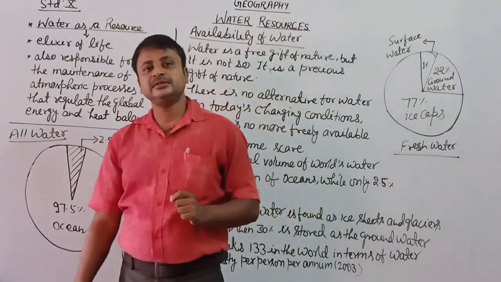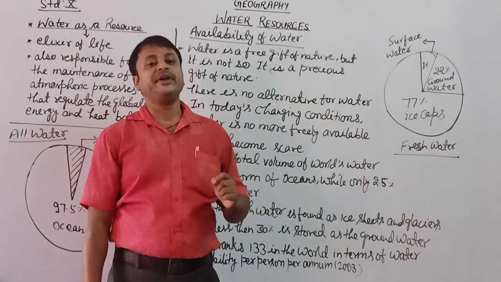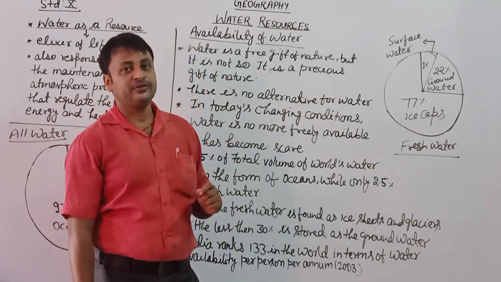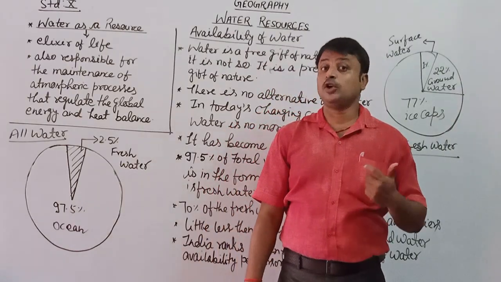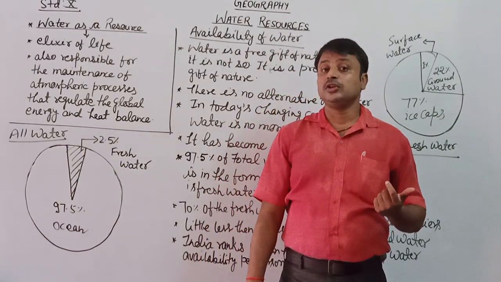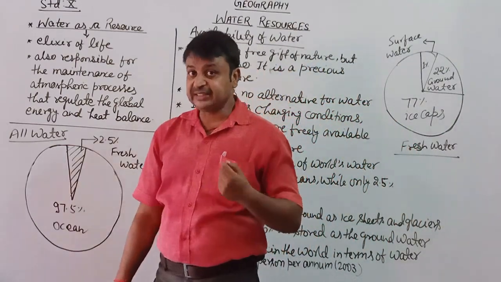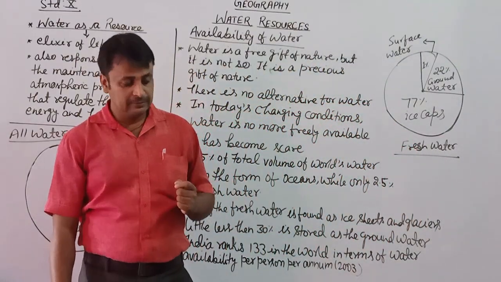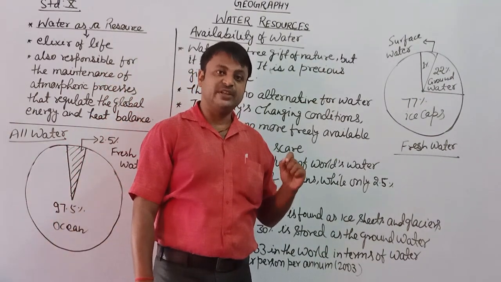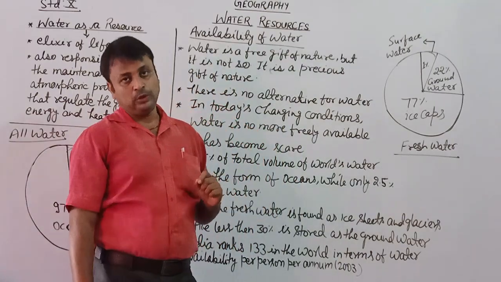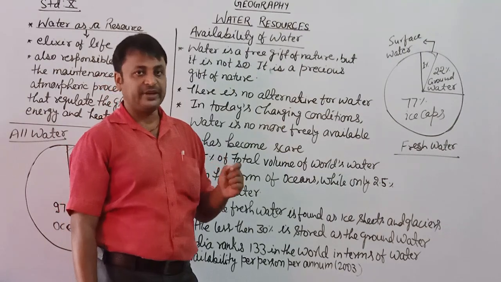This chapter has a number of questions that are related to our daily life. This chapter is very much related to our daily life. So the questions are also very informative, and we should know their answers also. And for mapping, questions will come from this particular chapter: locate and label the multi-purpose river valley projects.